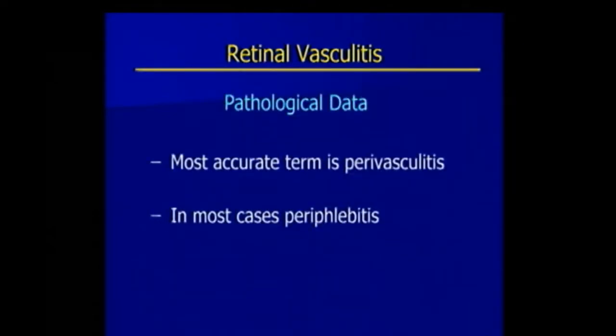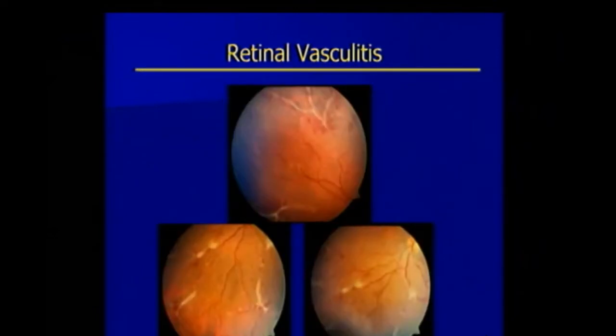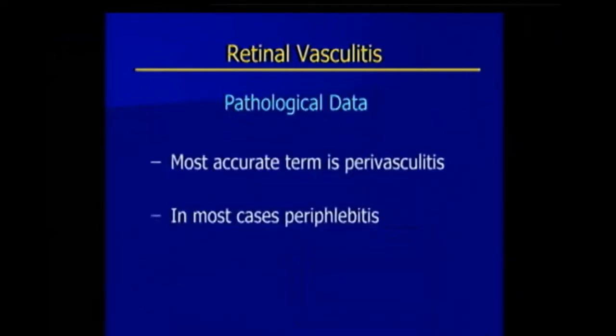If you look at pathological data, as I said, the most accurate term is perivasculitis because in most of the cases the inflammation is not within the wall of the blood vessel. It is in the perivascular space. So there is vascular sheathing composed of inflammatory exudates in the perivascular region. And in most of the cases, the inflammation is involving the veins. If you look here, you'll see that the veins are mainly affected, so it is most of the time called periphlebitis.